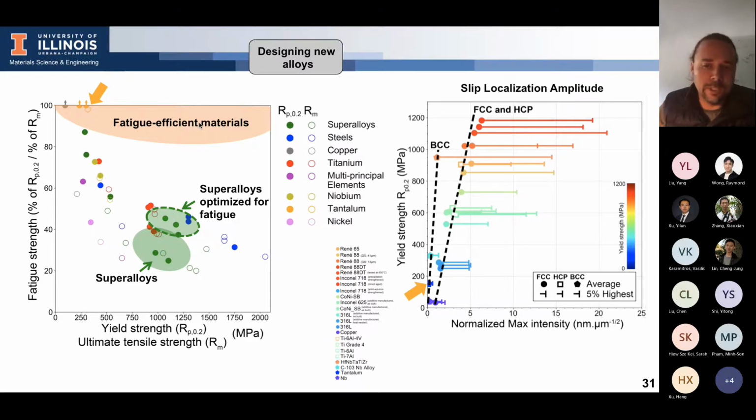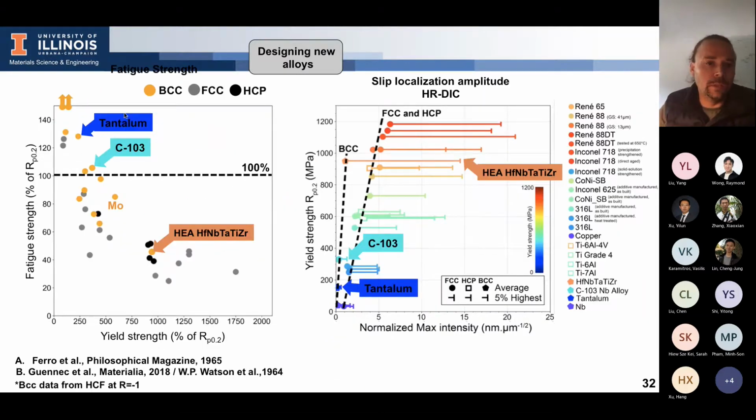Because BCC at room temperature tends to homogenize the plasticity. And we know that from the literature. For instance, if you display the fatigue strength as a percentage of the yield, as a function of the yield strength for BCC, FCC, and HCP, the BCC always displays better fatigue properties. However, for instance, if I display this BCC, it's a high entropy alloy. So it's this new kind of alloy where you mix different elements in the same equiatomic percent.